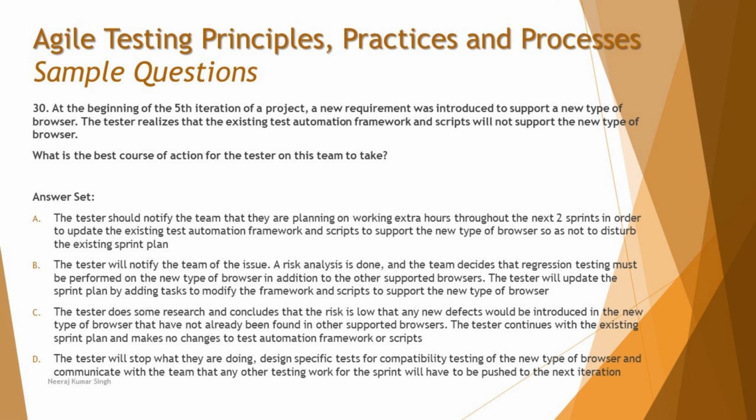So, put together, the right answer here is B: the tester will notify the team of the issue. The risk analysis is done and the team decides the regression testing must be performed on the new type of browser in addition to the other supported browsers. The tester will update the sprint plan by adding a task to modify the framework and then the scripts to support the new type of browser, right? So that's what we wanted to convey to you through this simple scenario.